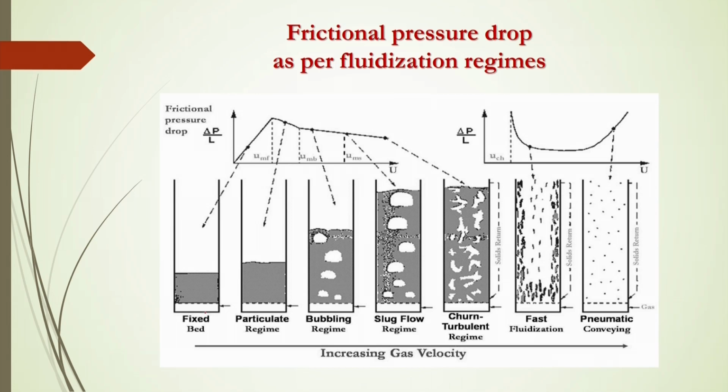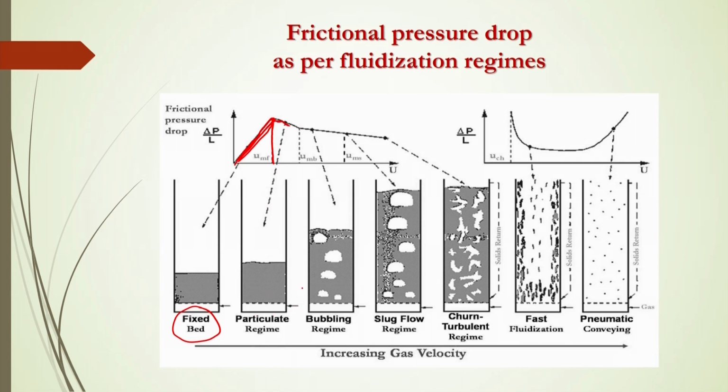Now, in the fixed bed, of course, this frictional pressure drop will be as per the Ergun equation, it will be directly related to the fluid velocity up to a certain point, that means here where the just fluidization starts. Up to that, this frictional pressure drop is directly related. This is at fixed bed condition, whereas beyond this, if you increase the gas velocity or fluid velocity, how is this frictional pressure drop changing?